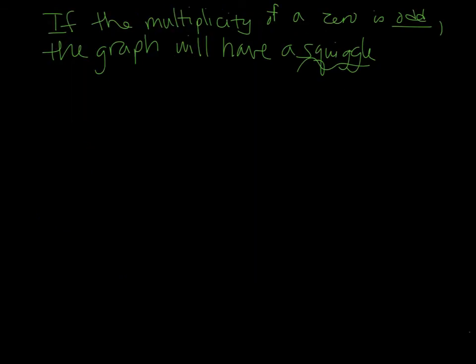So now, if the multiplicity of your 0 is odd, we're going to have, I just call it a squiggle. There's no real technical math term for it. And I am going to give a little condition here. If it's odd and more than 1, I'll show you what to do if it's 1 in just a sec, or you might be able to figure it out. It's going to have a squiggle. So let's do an example.